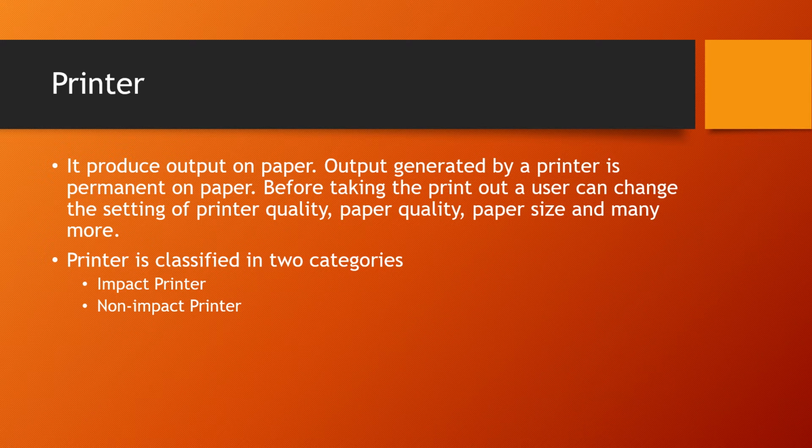Next is printer. Now a printer produces output on paper, and the output generated by a printer is permanent on paper. Before taking the printout, a user can change the settings of printer quality, printer quantity, paper size or many more things. A printer is classified into two categories: impact printer and non-impact printer.